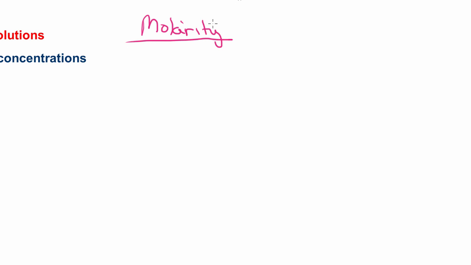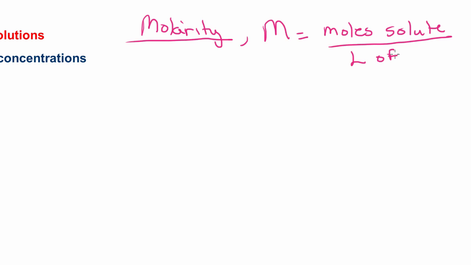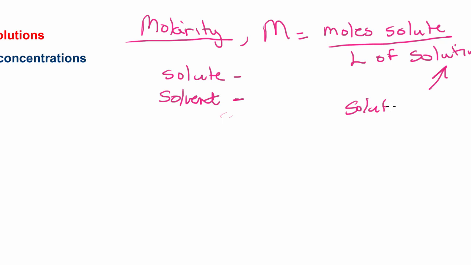Molarity. This is a concentration unit, represented by a capital M, and that is equal to the moles of solute per liter of solution. The solute is the substance that's being dissolved. It's usually present in the smaller amount. And the solvent is what does the dissolving. For aqueous solutions, the solvent is water, and that is usually present in the larger amount. The solution includes both the solute and the solvent.